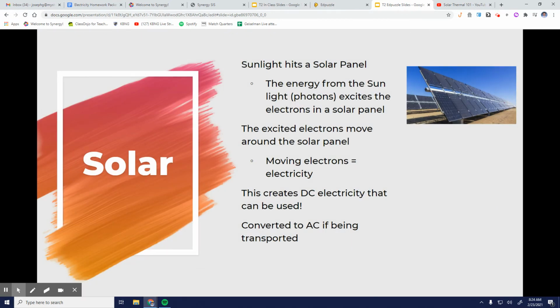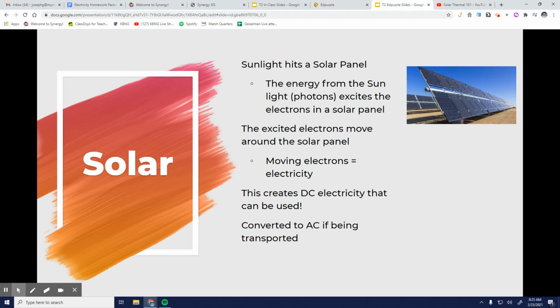Solar is a little bit different. This one is actually quite a bit different than the other forms of electricity that we've talked about. So sunlight hits a solar panel, and that sunlight uses what are called photons. That's the particle of sunlight, all right? And that's used to excite electrons inside of a solar panel. The excited electrons move around the solar panel. So once the sunlight hits them, the electrons become energized and excited. They start to move, and as we remember, moving electrons equals electricity. This creates direct current electricity that can be used.